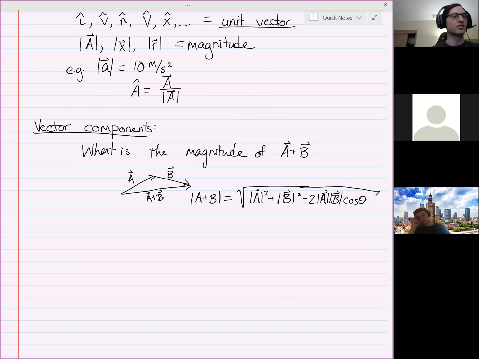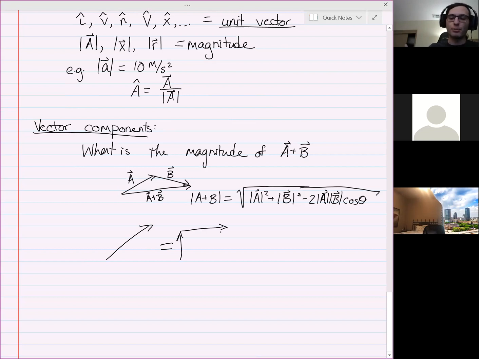Instead, we can use these things called components. First, we're going to leverage a few facts. The first fact is that any vector can be broken up, or decomposed, into the sum of more than one vector. If I have a vector that looks like this, I can replace that with the vector that goes up by some amount and the vector that goes across by the appropriate amount, and then you add them together, and you get the same vector back. So you can always decompose a single vector into a sum of multiple vectors.